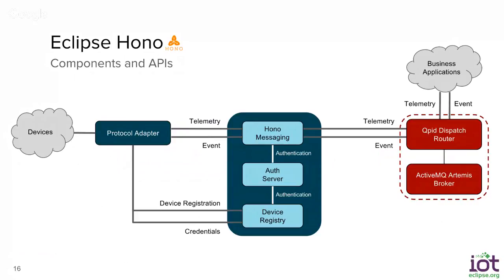So then, going one level deeper into the system, it looks something like this. The protocol adapters interact with the microservices that Hono is made of by means of these set of APIs. The APIs are telemetry, event, device registration, credentials. The flow through the system is from the devices on the left-hand side over the protocol adapter, using the telemetry API, to the Hono messaging service. Hono messaging forwards the data to, in this case, the Qpid dispatch router, which is our default demo implementation of the AMQP messaging network. And then the data is consumed by a business application.